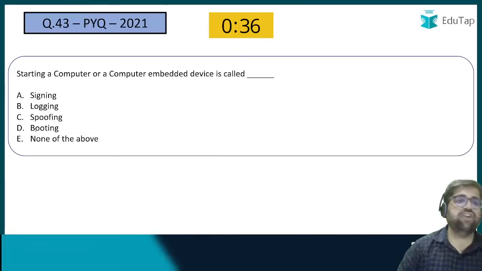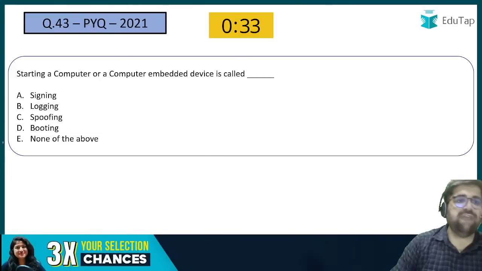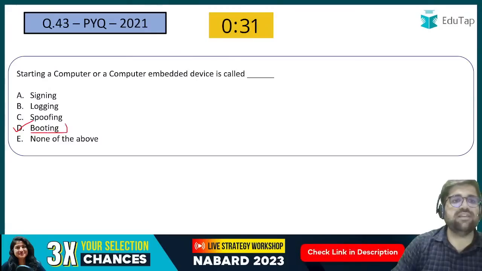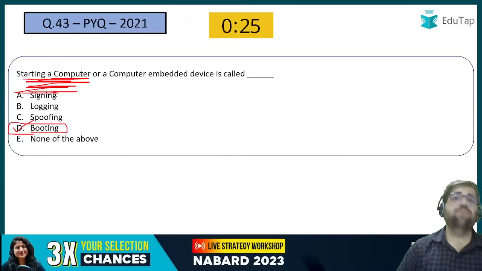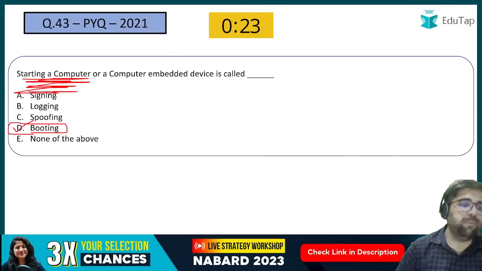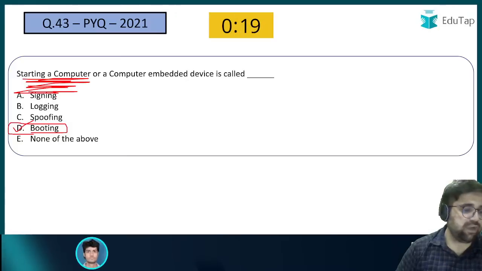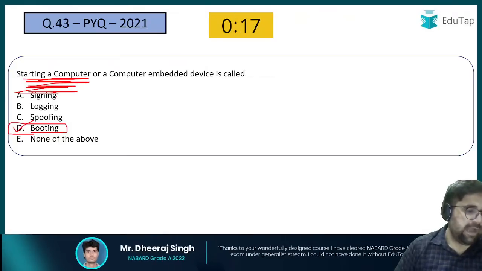Yes, it is known as booting, my friends. Booting is the right answer. Booting is when you start your computer again. When you are starting your computer again, then you will do booting. Therefore, we have discussed bootstrap memory, and also BIOS, that is the basic input and output system. Cool. I can see the maximum of you are on the right track.